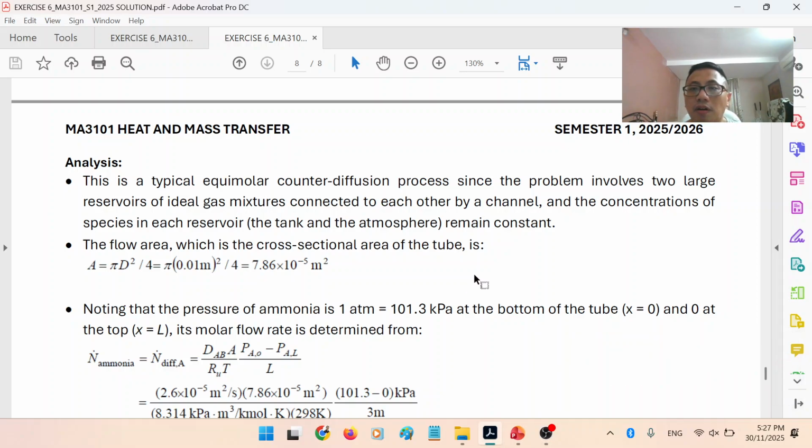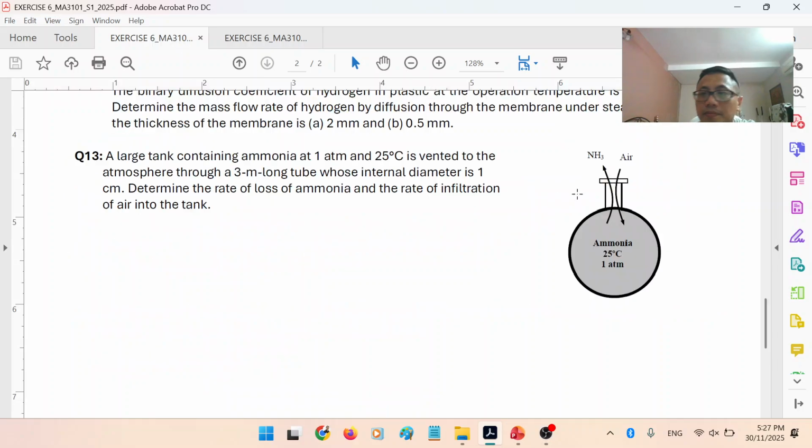Since the problem involves two reservoirs of ideal gas mixture connected to each other by a channel, and the concentration of species in each reservoir, the tank and the atmosphere, remains constant. The flow area is the cross-sectional area of the tube, so we take the diameter here as 1 centimeter. The tube is 3 meters long.